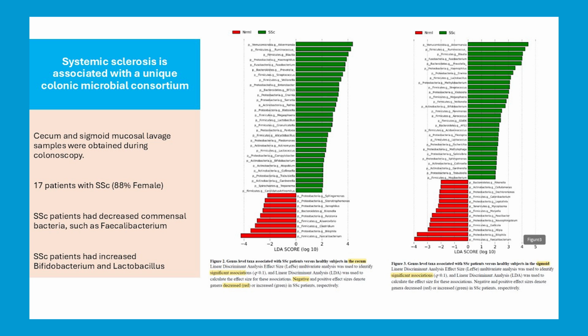We see an abundance of bad actors like Fusobacterium, Streptococcus, Veillonella, and Klebsiella in the mucus layer of those with systemic sclerosis, while we see a significantly higher abundance of the superhero of the gut, F. prausnitzii, in the mucus layer of the healthy controls.